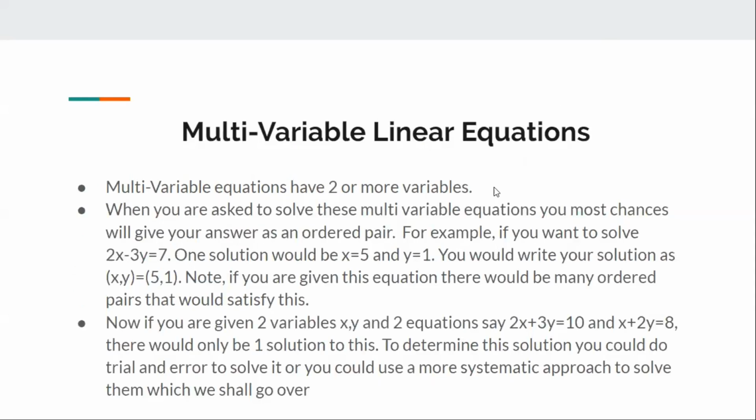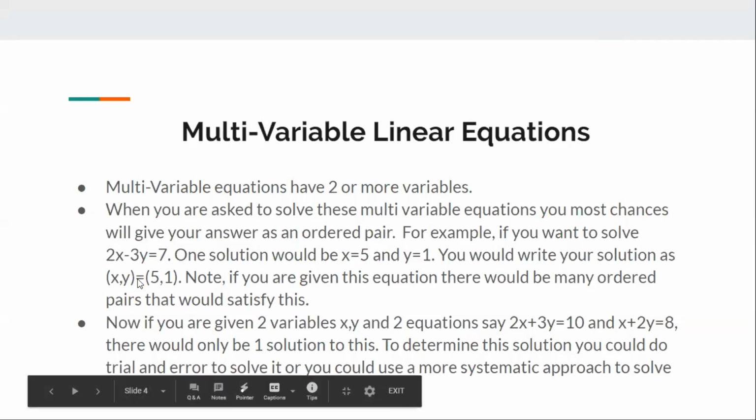Okay, so multivariable linear equations have two or more variables. When you're asked to solve these multivariable equations, most of the time you'll give your answer as an ordered pair. So for example, if you want to solve the equation 2x minus 3y is equal to 7, one solution would be x is equal to 5 and y is equal to 1, because 5 times 2 minus 3 times 1 is equal to 7. And you would write your solution as an ordered pair, written as (x, y) with parentheses. So your solution would be (5, 1).